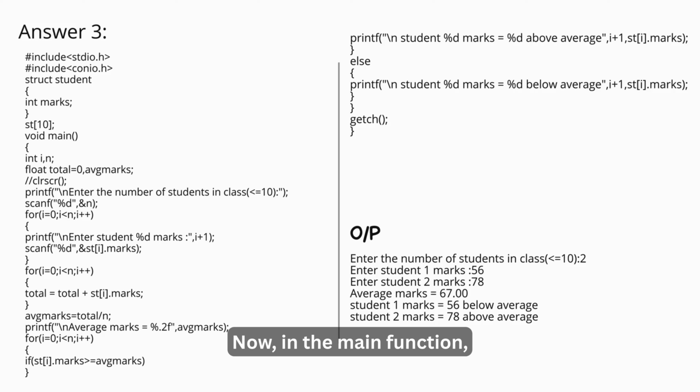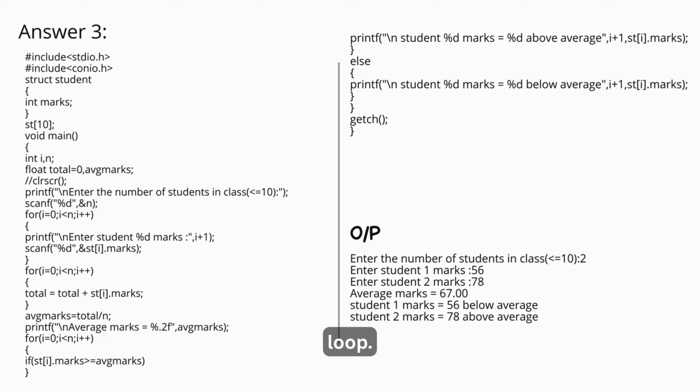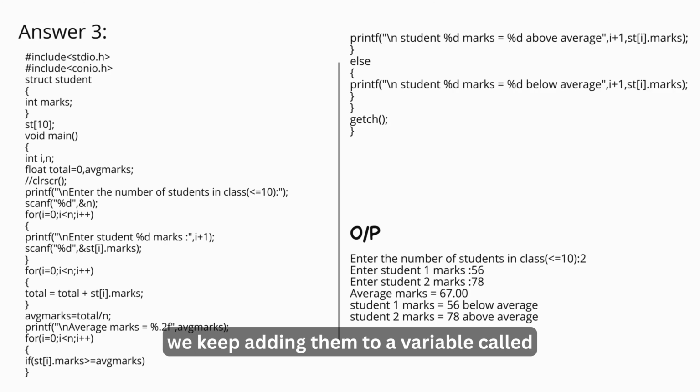Now in the main function, we first ask the user to enter the number of students. Then we read the marks of each student using a for loop. While reading the marks, we keep adding them to a variable called total. After reading all the marks, we calculate the average marks by dividing the total by the number of students. Once the average is calculated, we again use a for loop to compare each student's marks with the average.